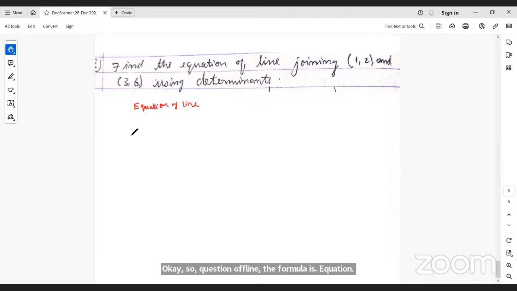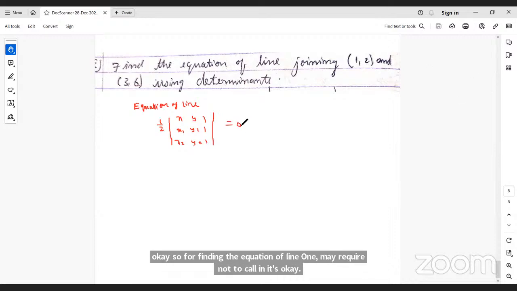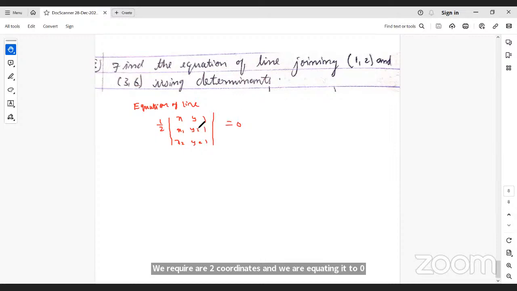The same formula we are using, that is 1 by 2 times the determinant with rows x y 1, x1 y1 1, and x2 y2 1. For finding the equation of a line, we only require two coordinates, and we equate it to 0 to find out the equation of the line.